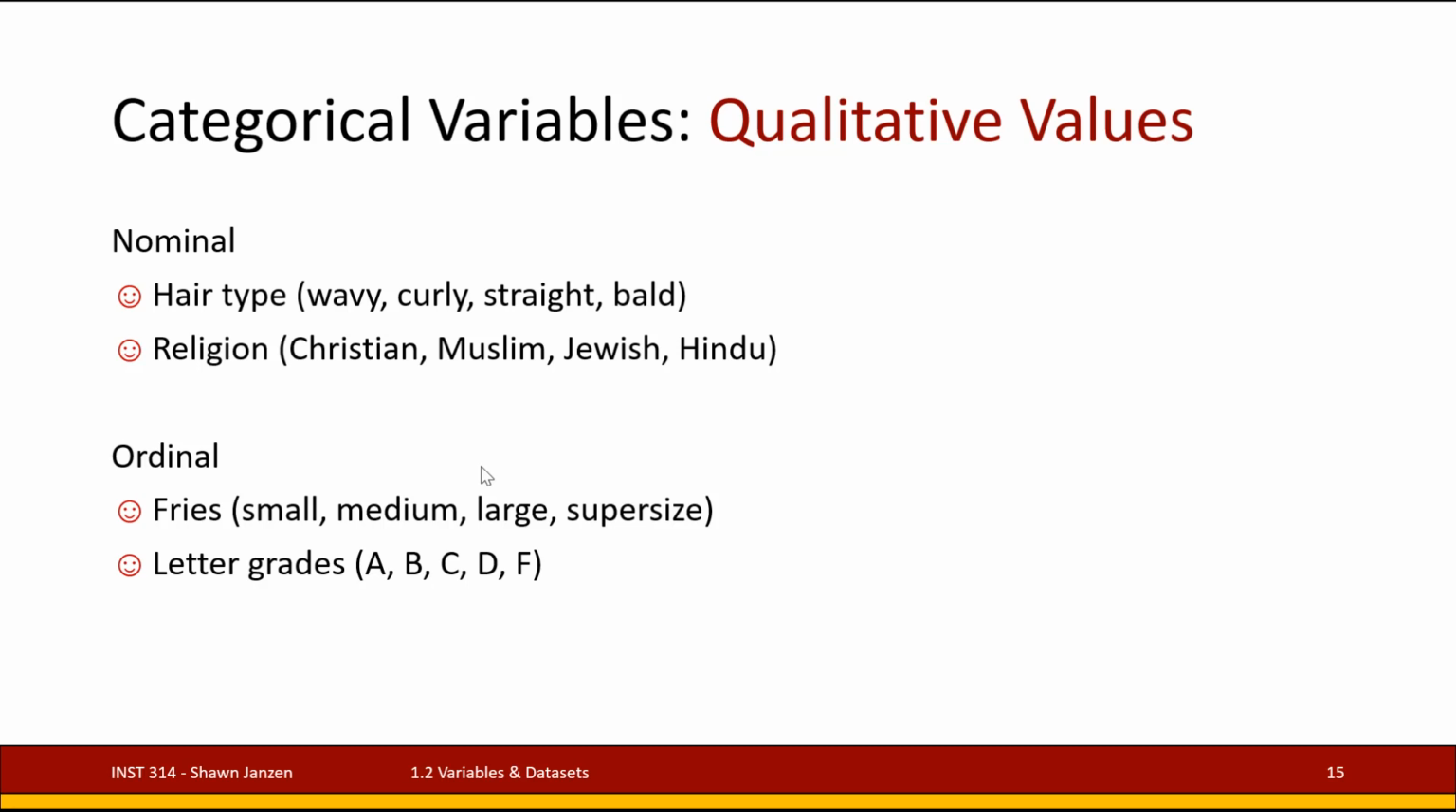Where ordinals, remember, these are the ones that can be ordered. So next time you go to your favorite greasy food joint and you order yourself a size of fries, they might ask you if you want small, medium, large, or supersized. And so the small is definitely smaller than large, medium is smaller than large, and supersize is larger than large. So there is a natural ranking. Grades you might get in this class, A, B, C, D, and F. Somebody who gets a C is not going to be able to say they did better than the person who got an A or a B. And F is definitely smaller than D, C, B, and A.